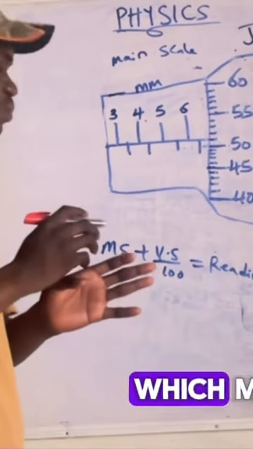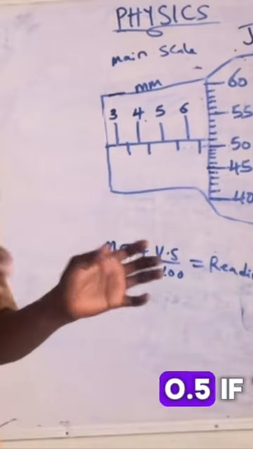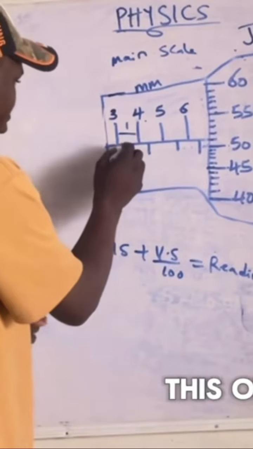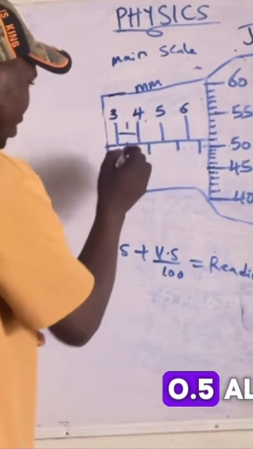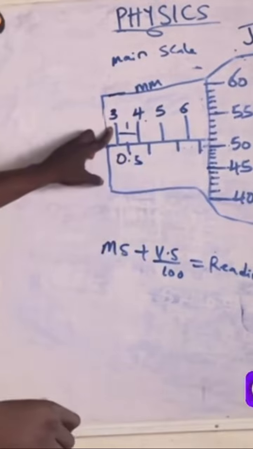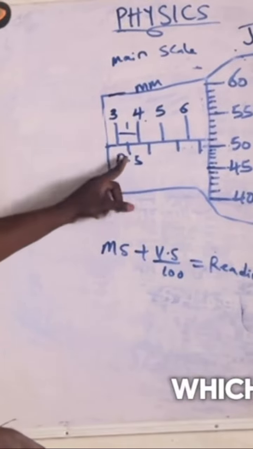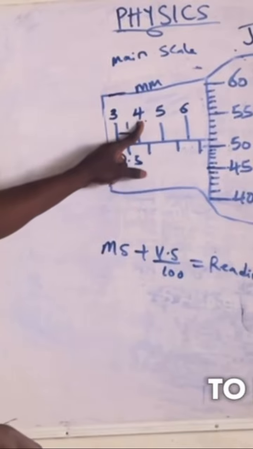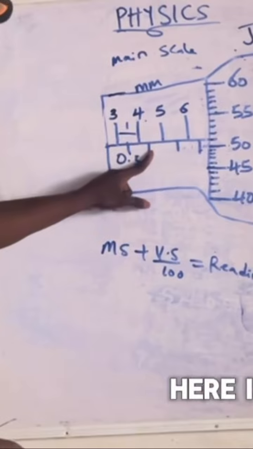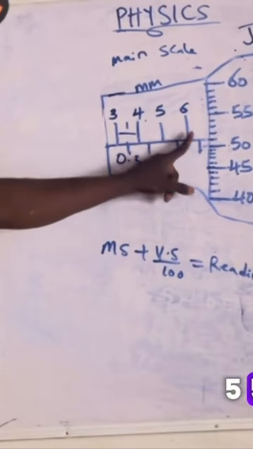Which means that the line that divides it will be 0.5. If the whole number from here to here is 1, the half of it is going to be 0.5. All these lines are 0.5, 0.5. Now, if this is our 3 and this is our 0.5, it's going to be 3 plus 0.5, which is 3.5. The next line is going to be 4, while the other line here is going to be 4.5. The next line is going to be 5, 5.5, 6, 6.5.